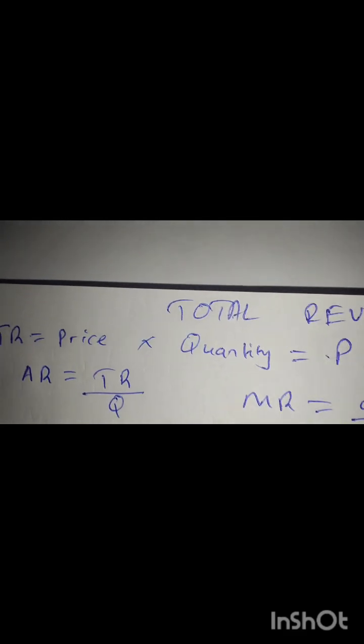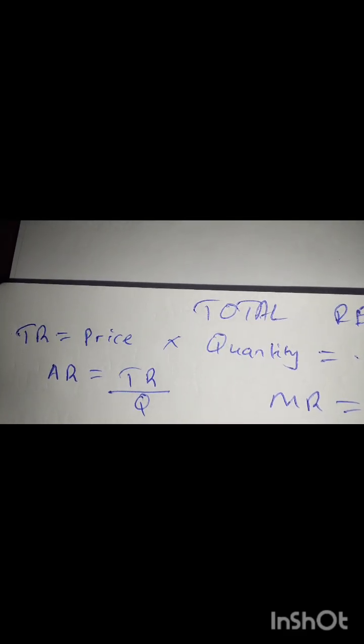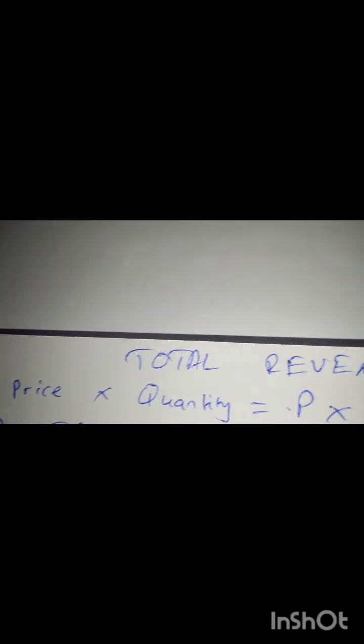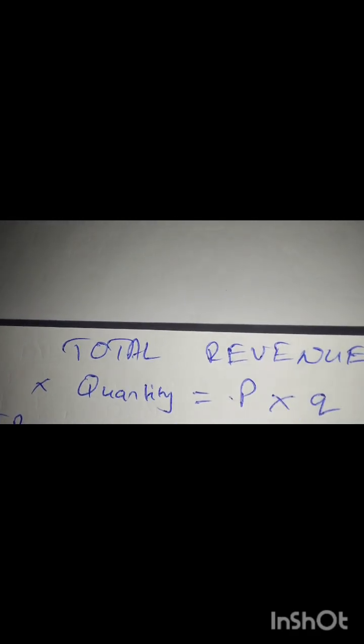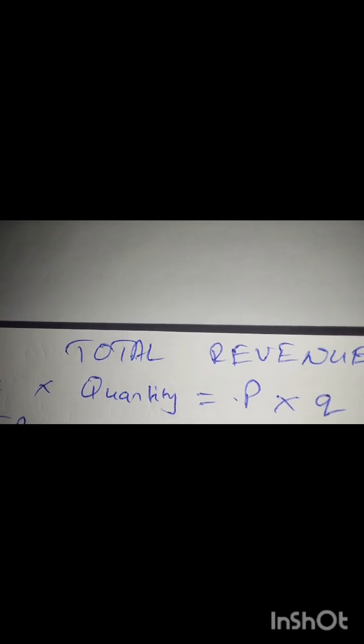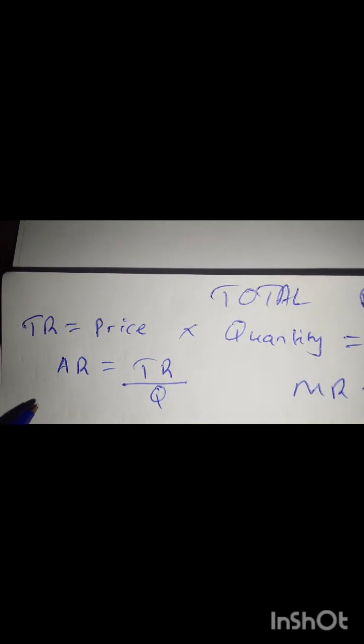So what's the revenue function? Let's go by definition. The total revenue is equal to price times quantity. The formula for total revenue is price multiplied by quantity, in short P times Q. Then from price times quantity, we can also have the average revenue function.